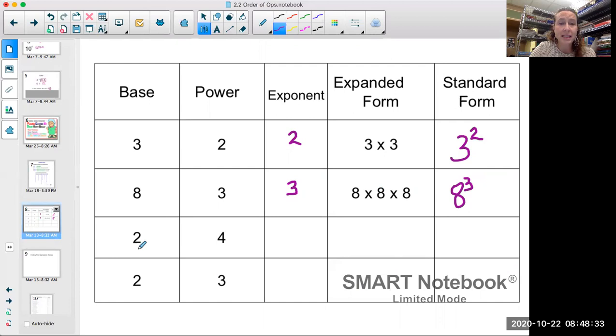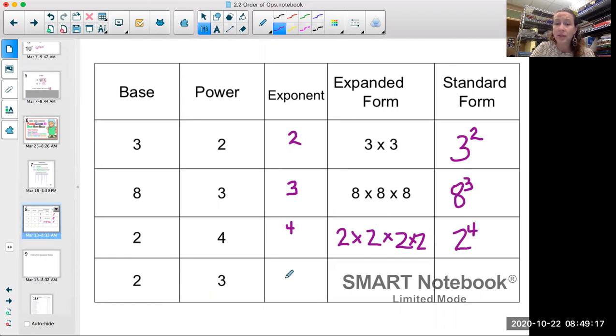So here we have our base is 2, our exponent is 4. So the exponent is 4. It's silly that we're doing this twice, but what would the expanded form look like if I have 2, 4 times? So I would say 2 times 2 times 2. Oh, I need how many of them? I need 4 of them times 2. So it would be 2 to the power of 4.